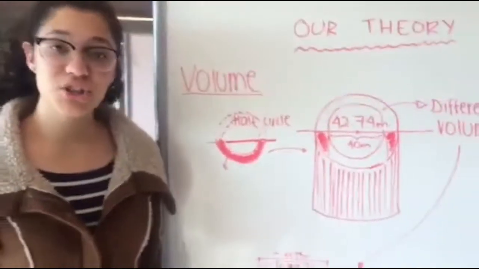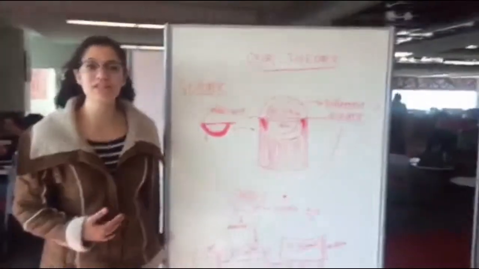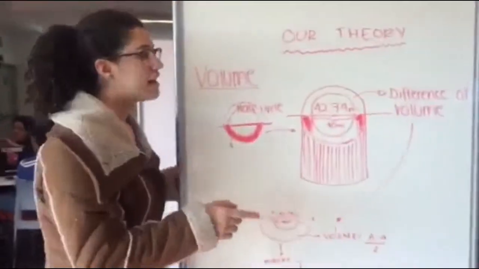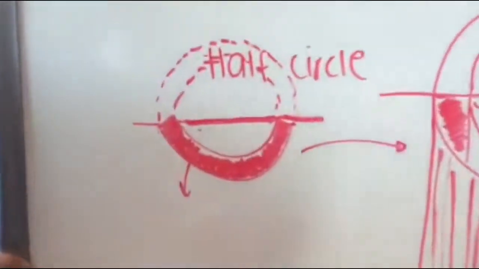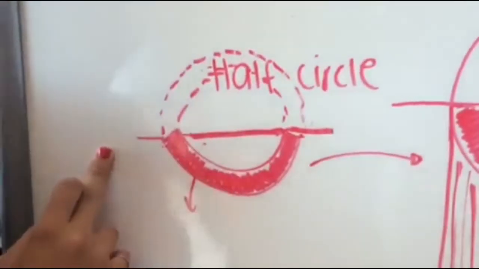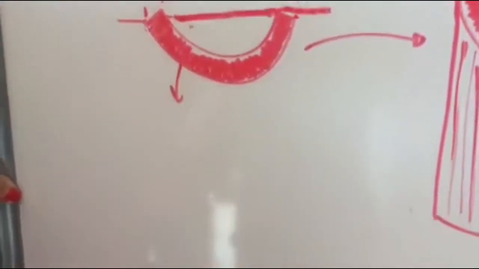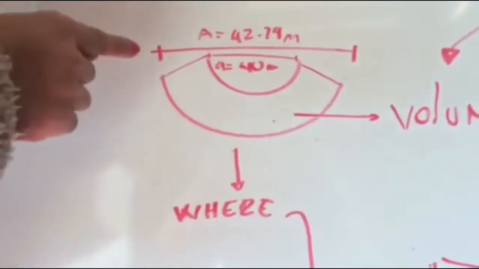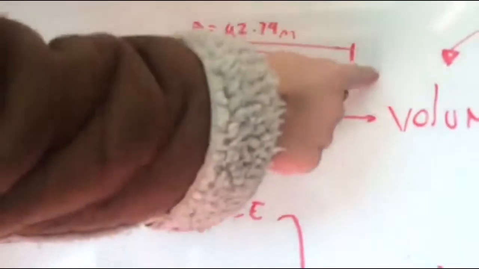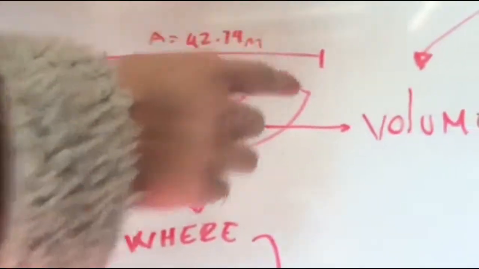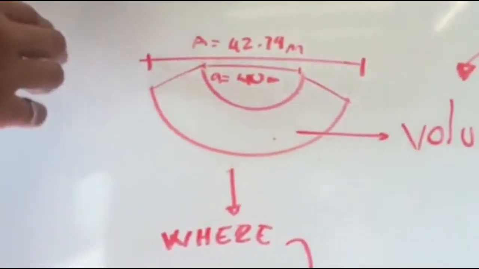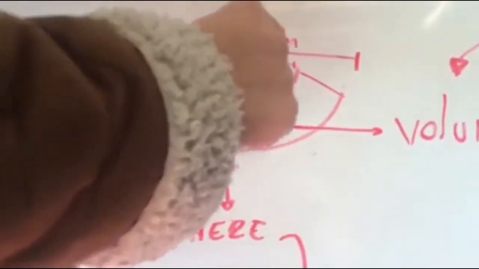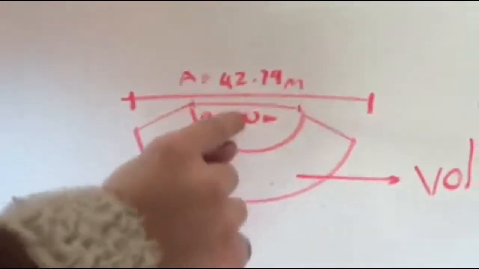Okay, now I'm going to present you our theory in order to measure the street. Here we notice that the whole structure looks like a half circle. And with that, we did this. In here what we are doing is that we measure the external sides and the internal ones. So we got that the external side is 42.74 meters and the internal one 40 meters.